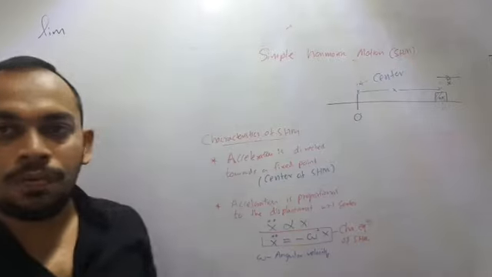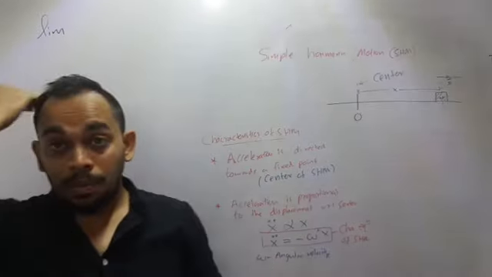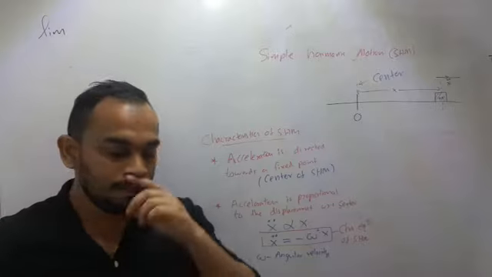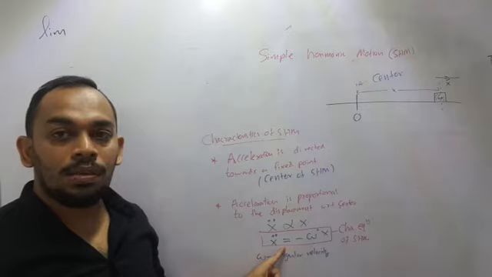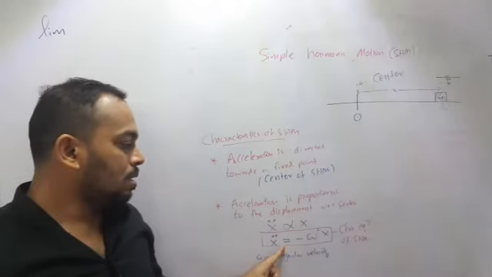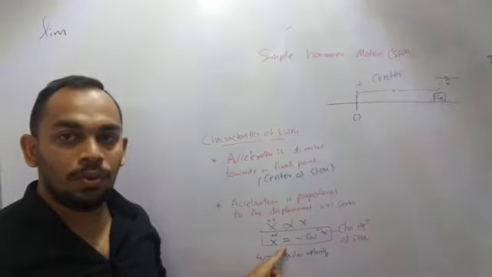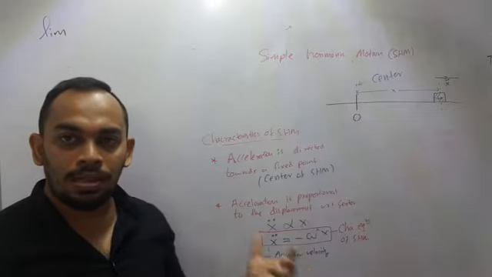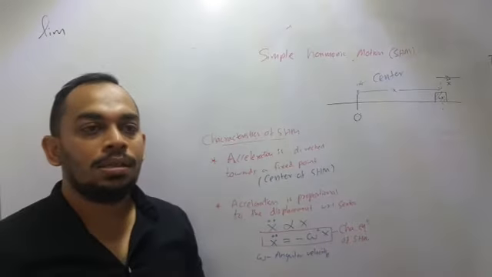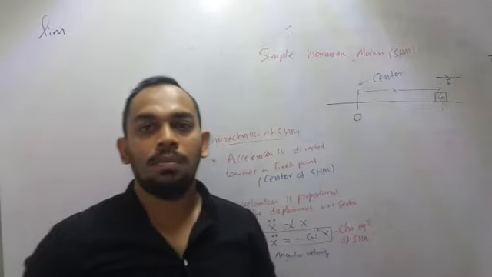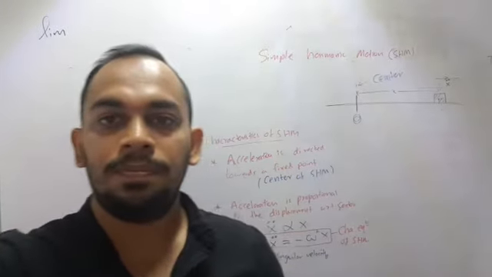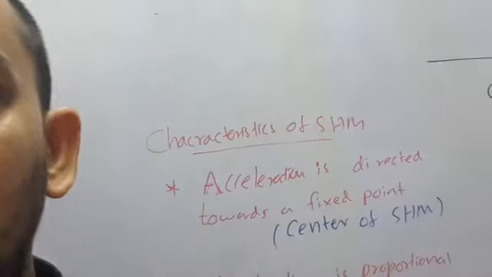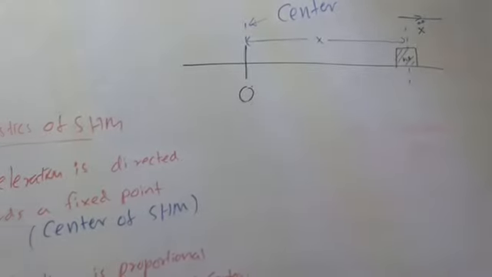Now, if you want to check whether a particle is moving in simple harmonic motion, you have to test whether the motion satisfies this equation right here. If the motion satisfies this equation, then we can say that the particle is moving in simple harmonic motion. So we'll look at some examples now to check whether the motion is simple harmonic or not.